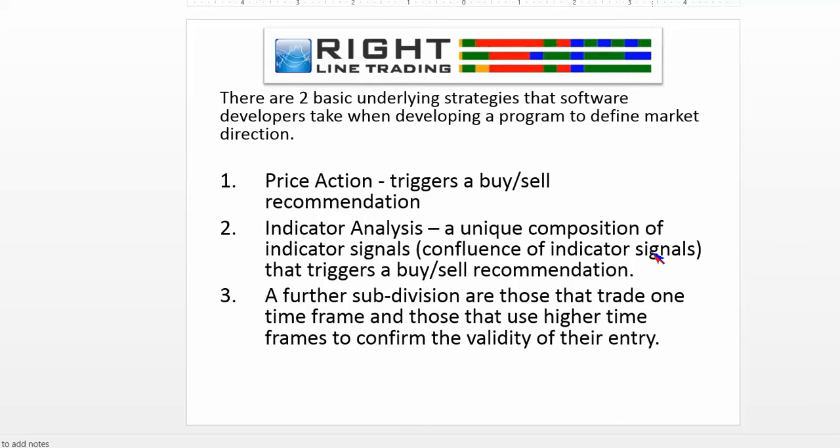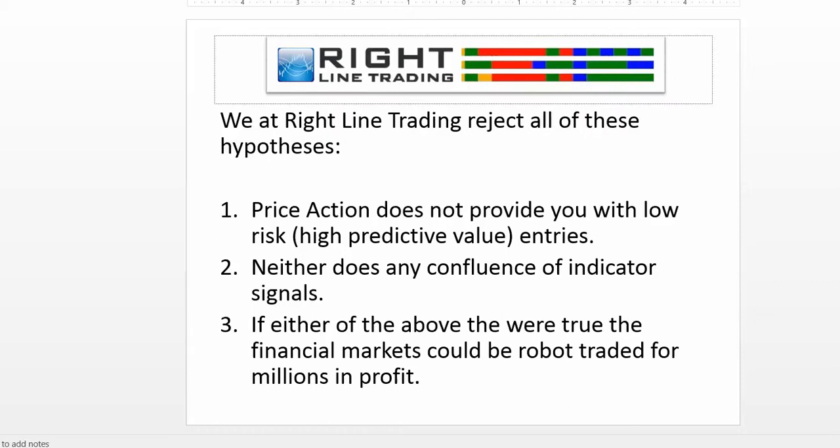And we have 3 auto traders, 4 actually, and they do give you a nice return on investment, but they are very difficult because indicator analysis is just inadequate. And if anything, if you have to look at price action and indicator analysis, price action is far more powerful. And then you can divide these 2 up into one group that trade one time frame and those that trade higher time frames to confirm the validity of their entries. And we always want to trade multiple time frames. The problem is that it's cumbersome, but it's something that needs to be done.